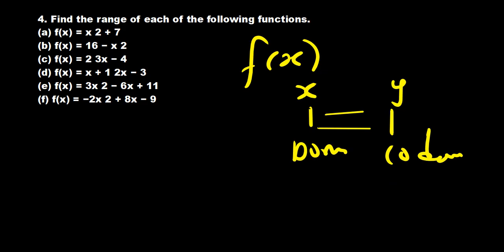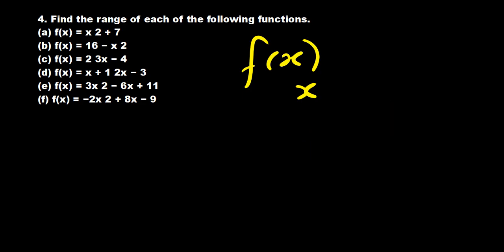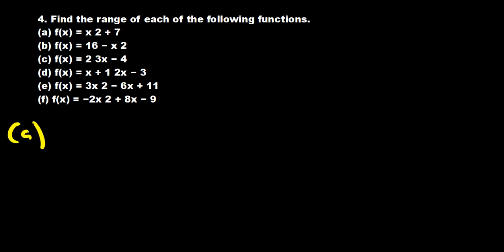Let's start with the first one. Our A is f of x equals x squared plus 7. So how are we going to find the range? We're trying to find the range of each of the following functions, so we first have to know the form of the function before we solve, and it gives you a clear picture.